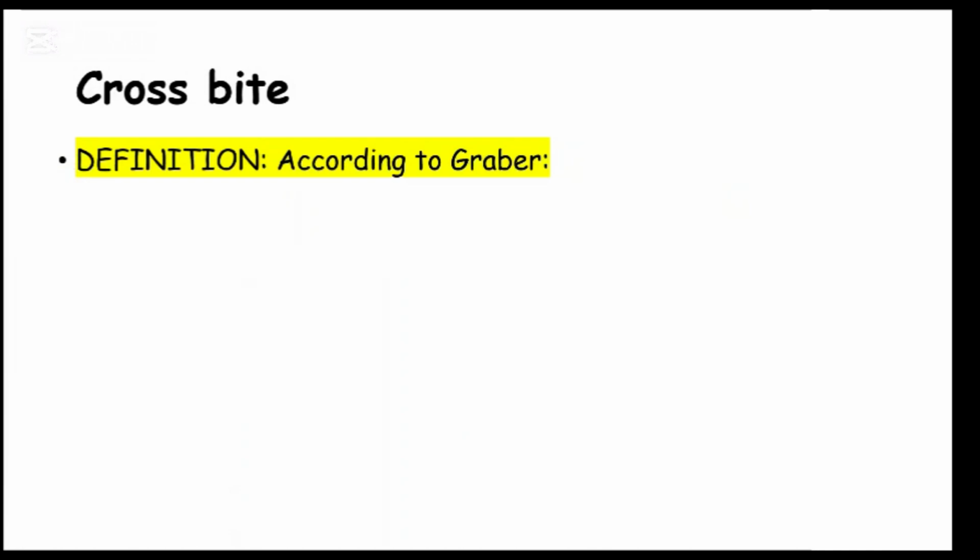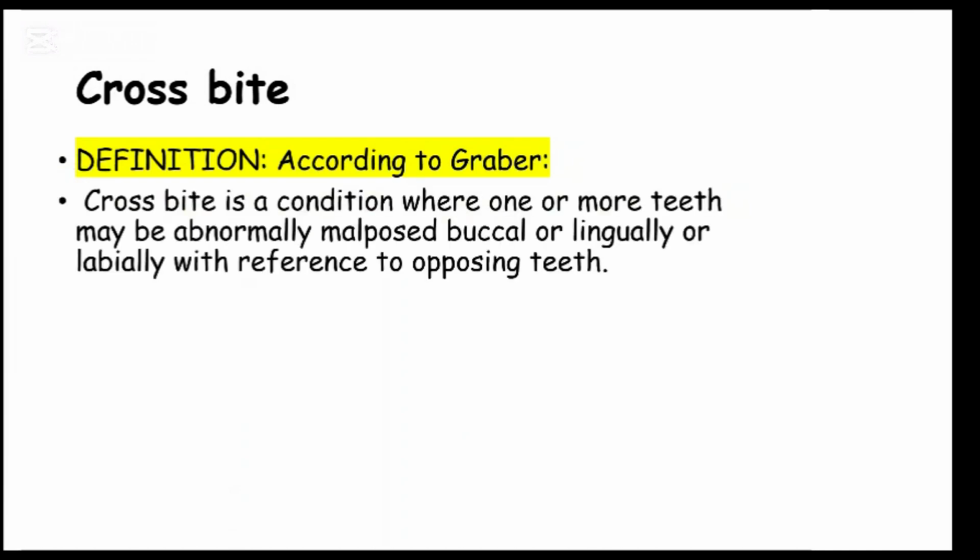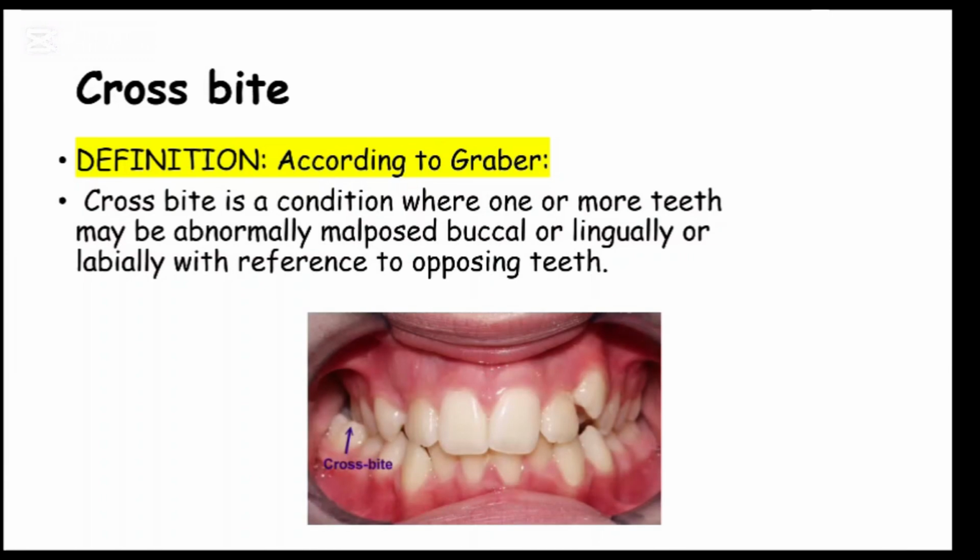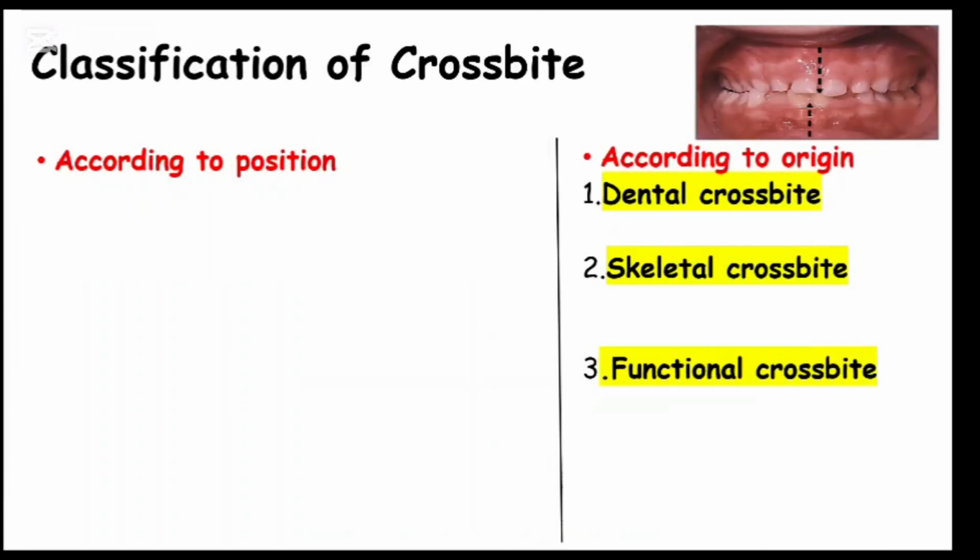The definition according to Graber: crossbite is a condition where one or more teeth are abnormally malposed, buccally, lingually, or labially, with reference to the opposing teeth. Next is the classification of crossbite. One is according to position, and one is according to origin.